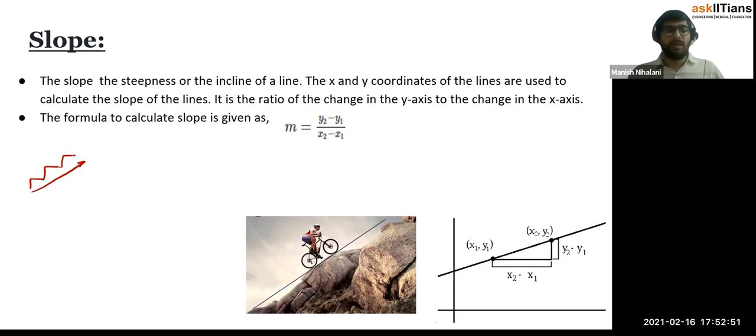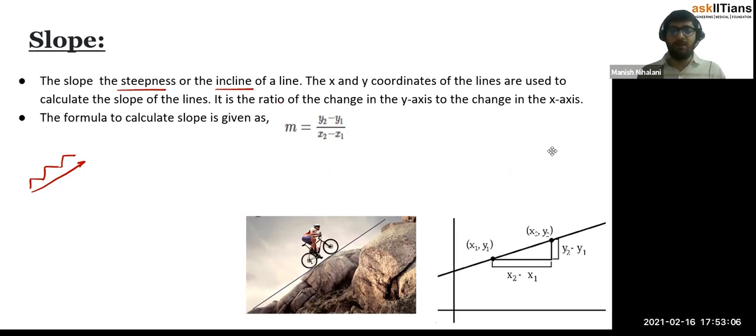So a staircase also has a slope. We know a sloping surface is nothing but inclination. So the slope is the steepness or the inclination or the incline of a line, right? The x and y coordinates are used to calculate the slope.